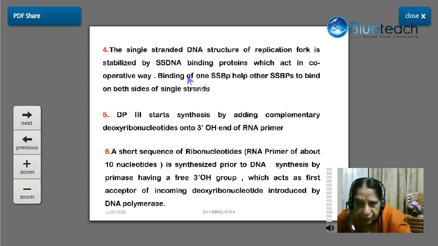The single-stranded DNA structure of the replication fork is stabilized by single-stranded DNA binding proteins, which act in a cooperative way. DNA polymerase 3 starts synthesis by adding complementary deoxyribonucleotides onto the 3'-OH end of an RNA primer. For this, a short sequence of ribonucleotides, an RNA primer of about 10 nucleotides, is synthesized prior to DNA synthesis by primase, having a free 3'-OH group which acts as the first acceptor of the incoming deoxyribonucleotide introduced by DNA polymerase.